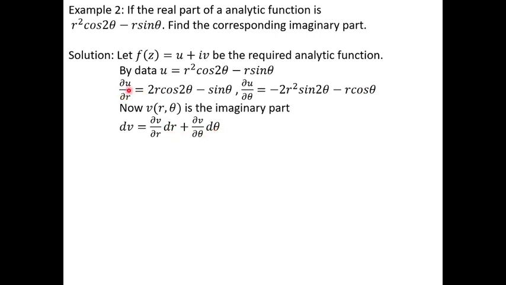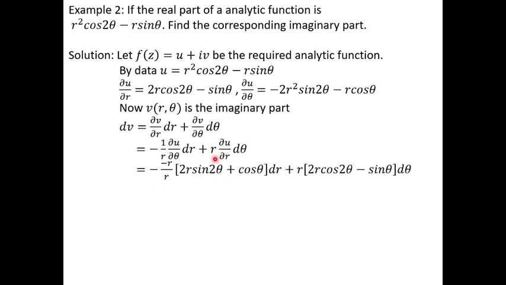In this case, given are u, dou u by dou r and dou u by dou theta. By using the CR equation, dou v by dou r and dou v by dou theta can be expressed in terms of u. By the CR equation, dou v by dou r can be written as minus 1 by r dou u by dou theta, and dou v by dou theta can be written as r into dou u by dou r. By using the CR equation, this can be written like that.